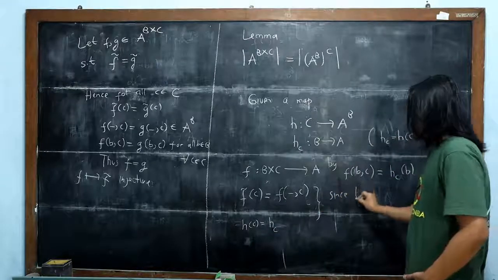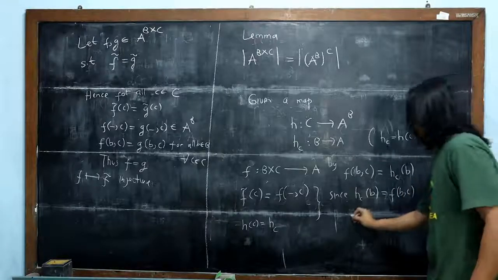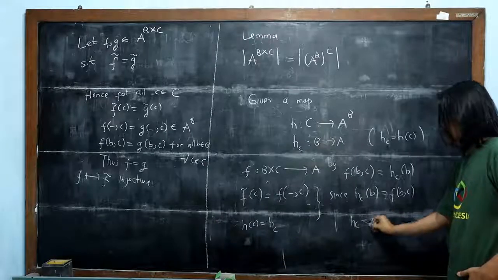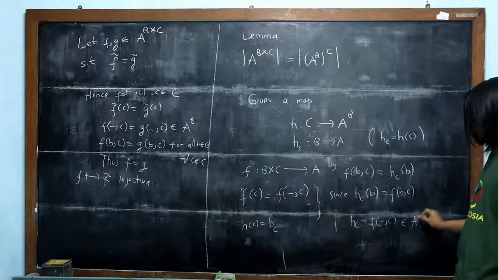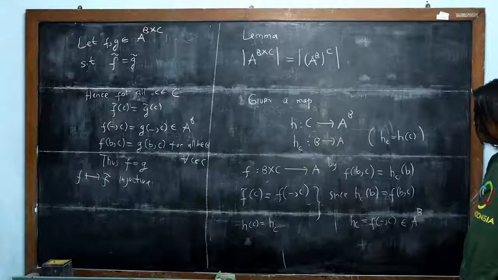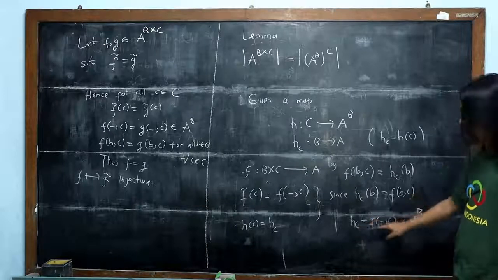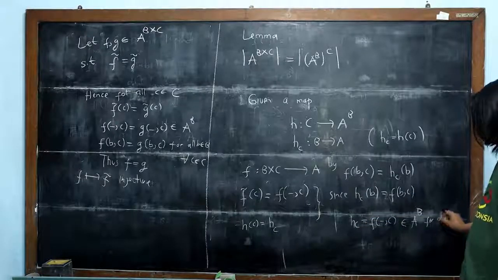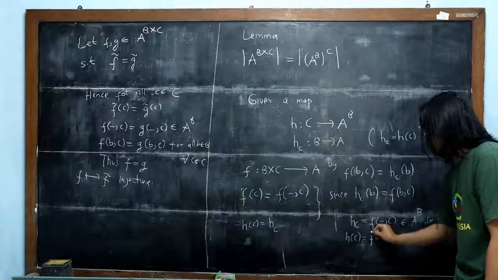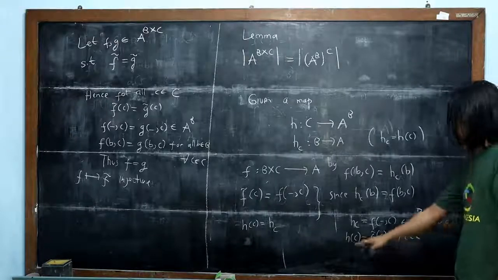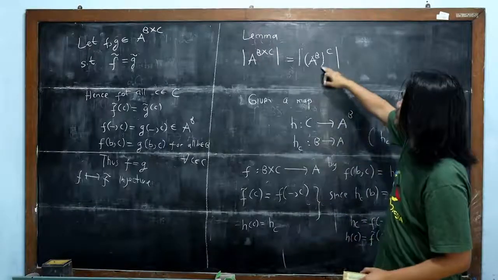Now since HC is equal to f dash C, then HC is equal to f dash C as a map from where to where? From B to A. Okay, and this is true for all C. For all C. Okay. What's this? Then H of C is equal to f hat C for all C. Therefore, H is equal to f hat. Right? Therefore, the map is surjective. Okay, so then we have this result.